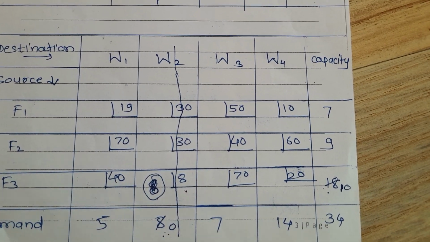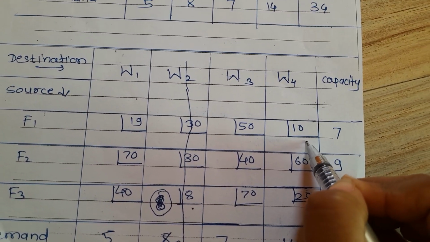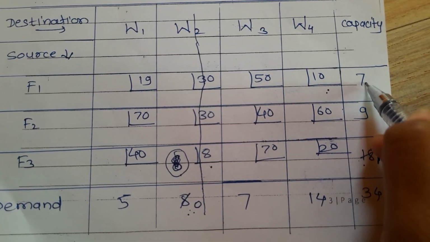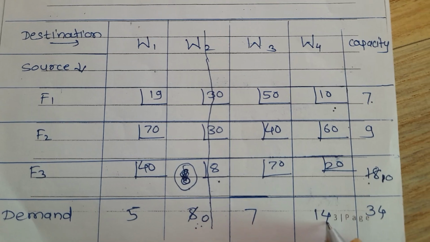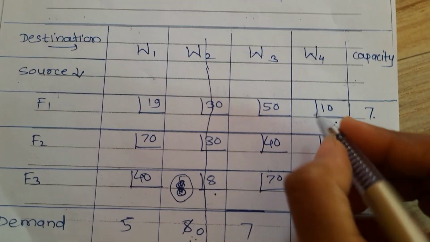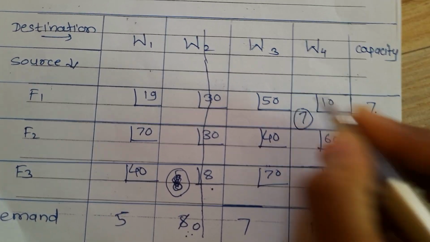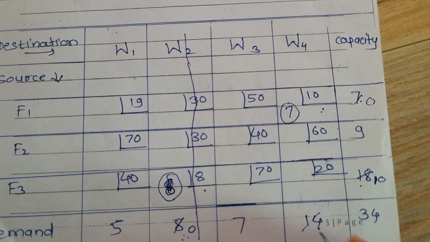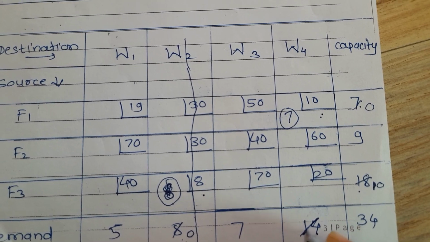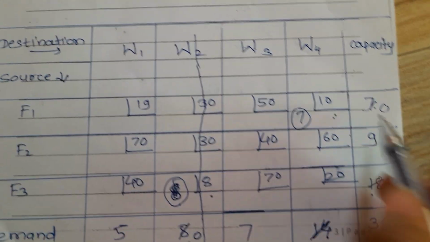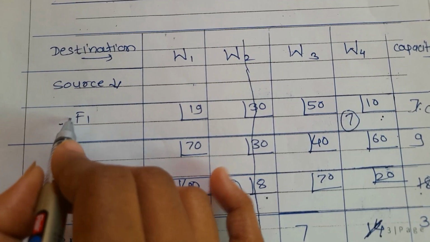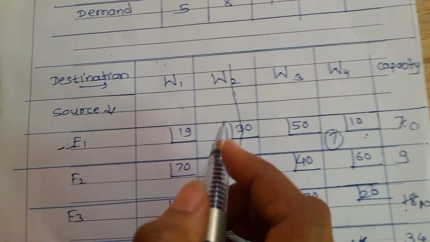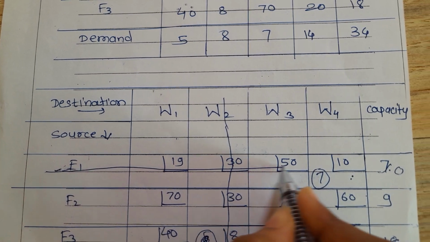Which is the minimum cost? 10 is the minimum cost. Therefore, our allocation is here now. Okay. The corresponding capacity is 7. The corresponding demand is 14. Which is less? 7 is less. Therefore, we allocate 7 here. Here is 0 and here is 7. 14 minus 7, it is 7. Okay. So, the first row is also fulfilled for allocation. Therefore, we rough out our first row.